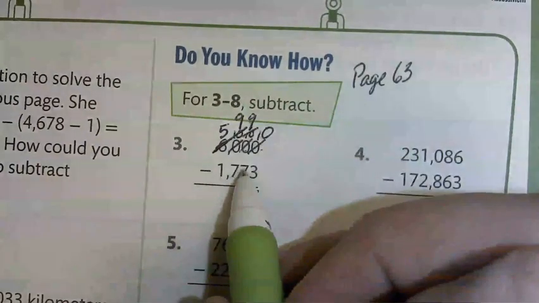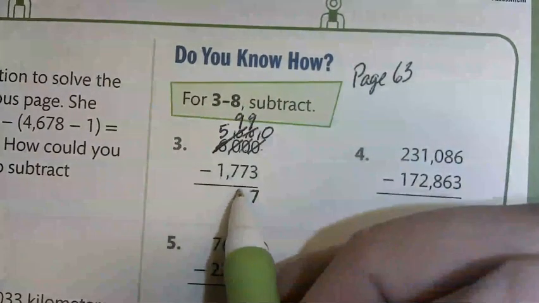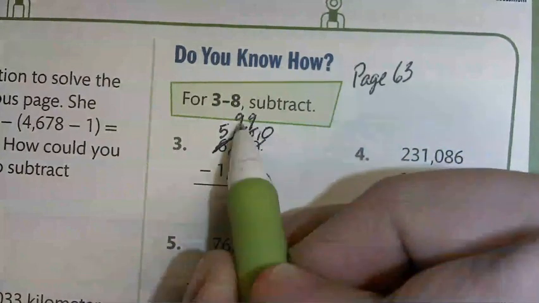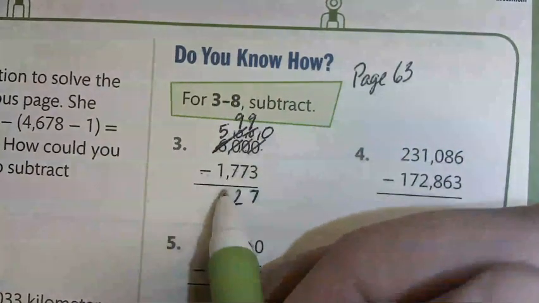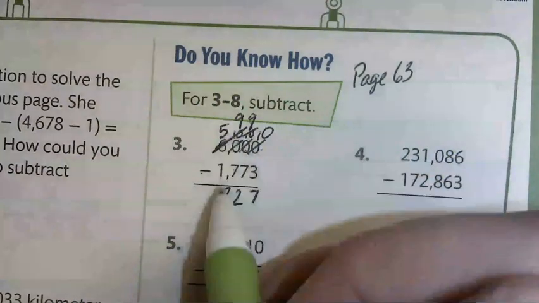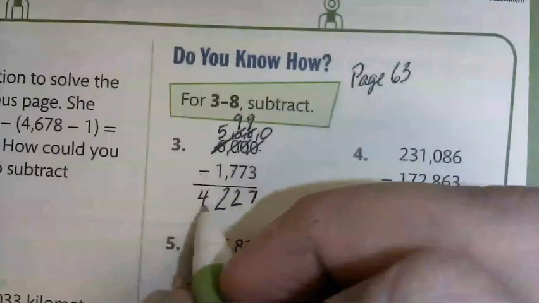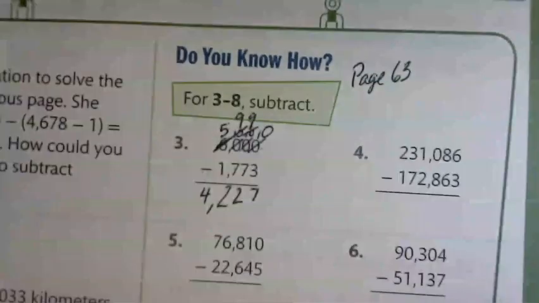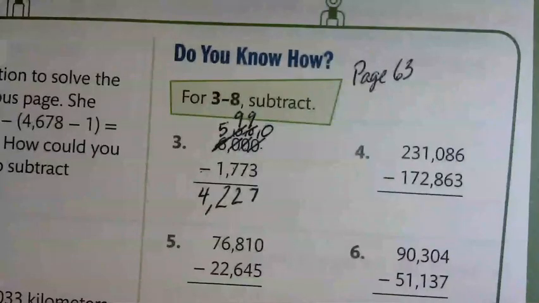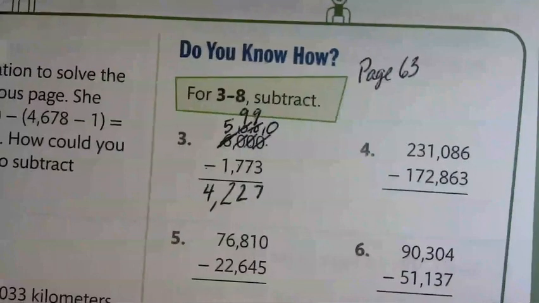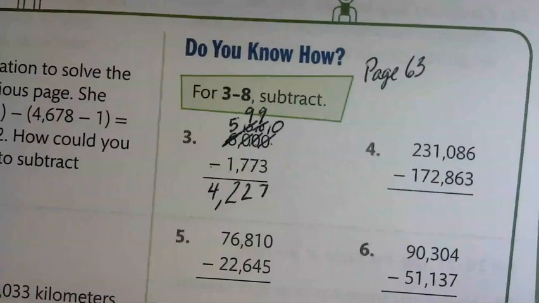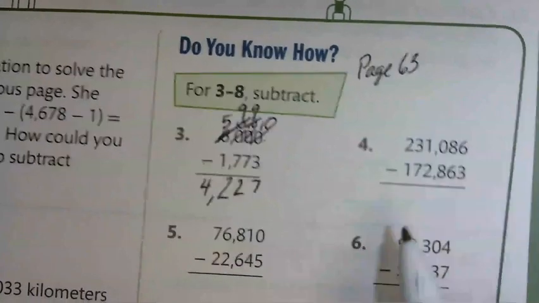9 minus 7 is 2. And then in my thousands place, 5 minus 1 is 4. So my final answer here would be 4,227.